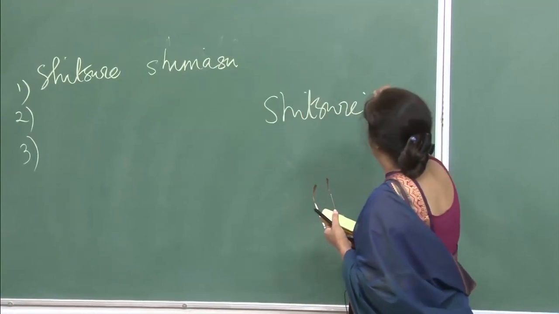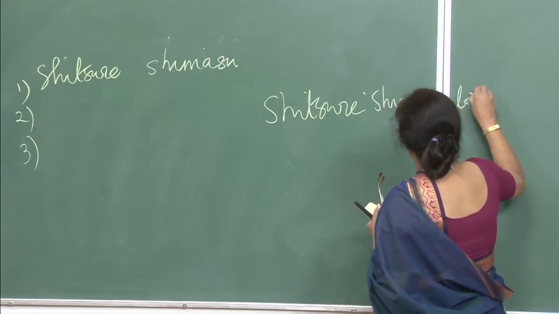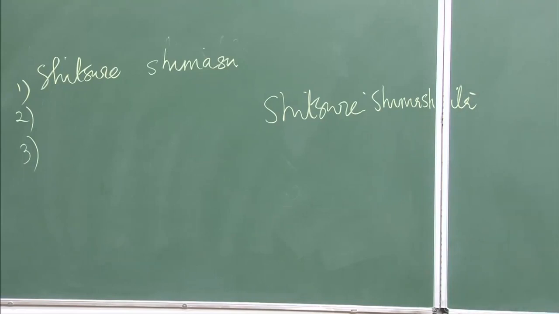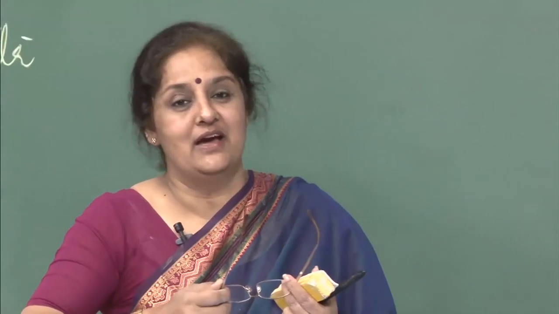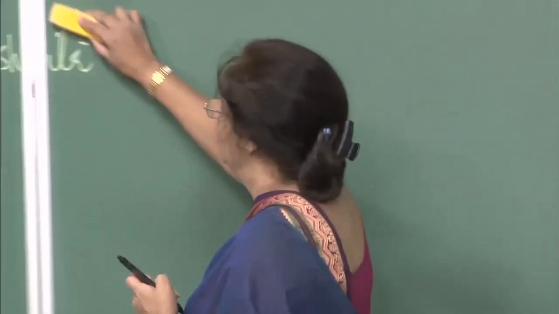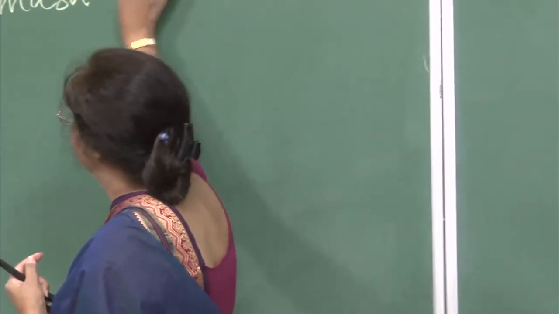Shitsure shimashita, that I have taken your time, please forgive me, I am sorry. So, this is a very nice expression to know, to remember when you are in Japan dealing with Japanese. It's a polite expression. Shitsure shimasu is used in place of sayonara.